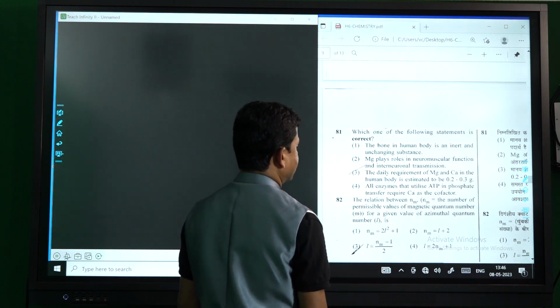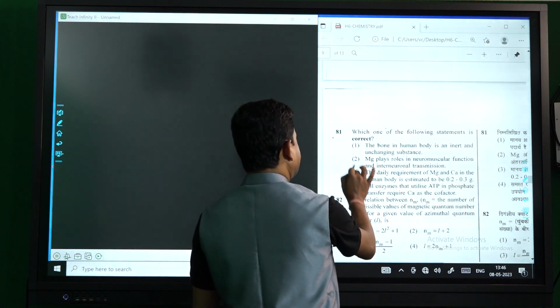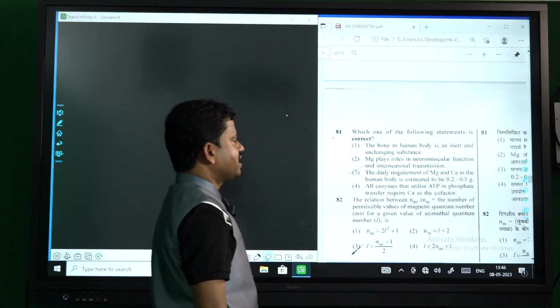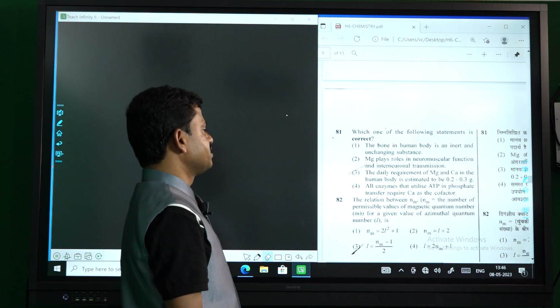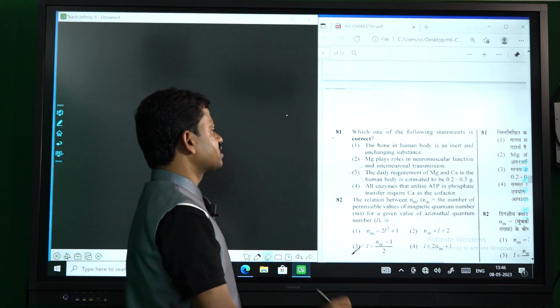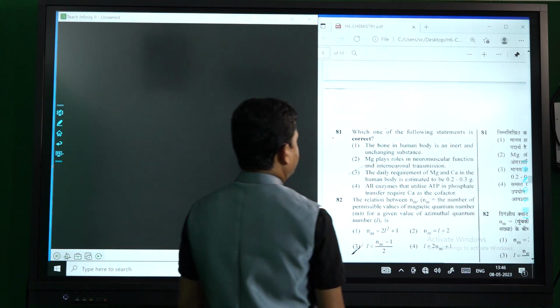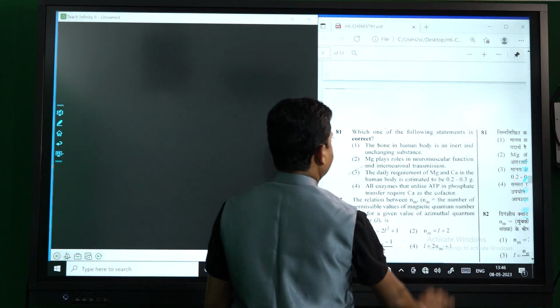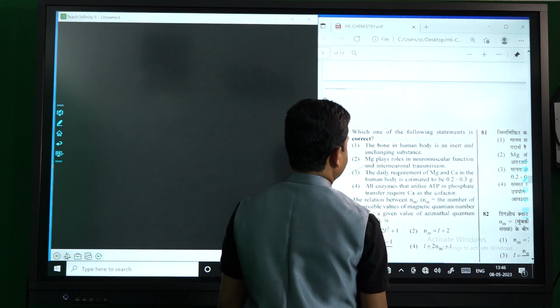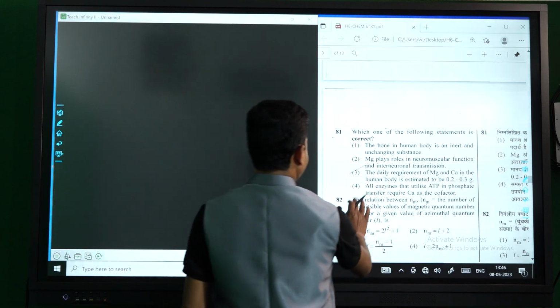Options 1 and 4 are incorrect. In options 2 and 3, calcium and magnesium both play a role in neuromuscular function and intraneuronal transmission, but due to the high percentage of calcium present in the human body, option 2 is incorrect. The daily requirement of magnesium calcium is approximately 0.2 0.3 gram. This option is correct. 3 is correct.